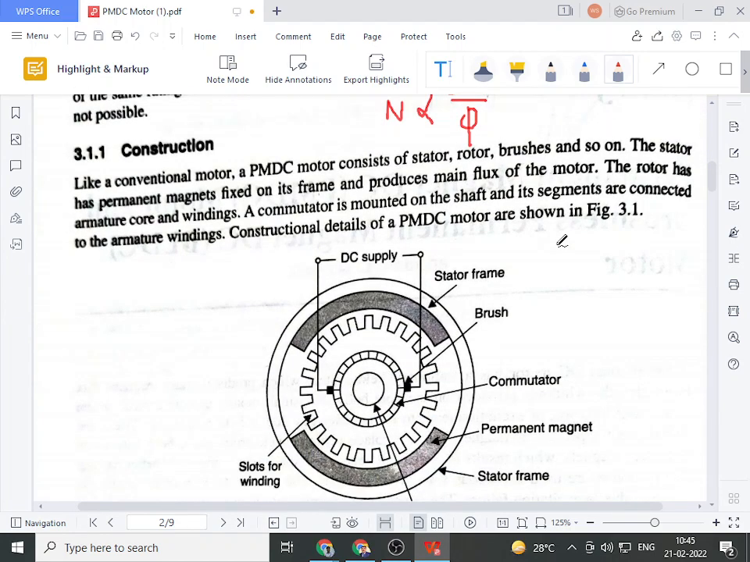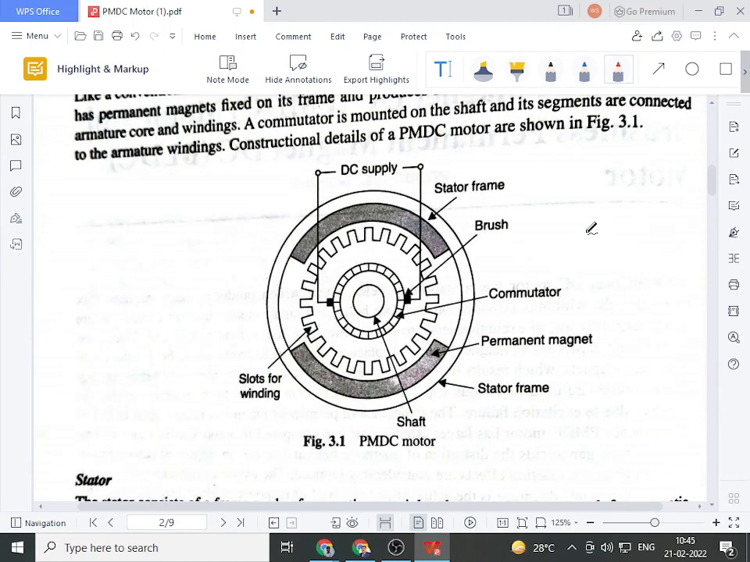Now let's see the construction of a PMDC motor. The remaining constructional part is the same. The rotor structure is the same as a conventional DC motor, while the stator is different. If you look at the conventional rotor, it consists of a shaft. On the shaft there is an armature core. This armature core carries the armature winding. The second thing is a commutator, which is used for the commutation process.